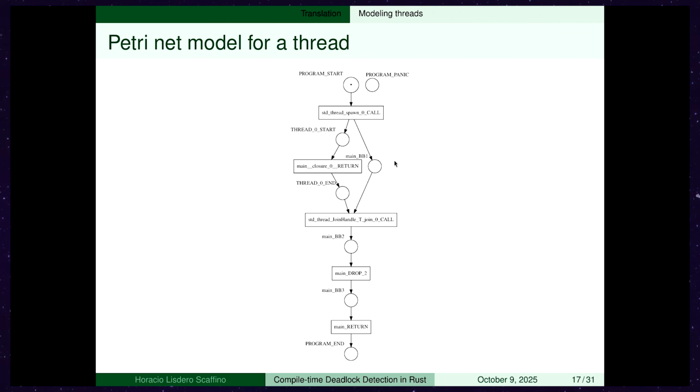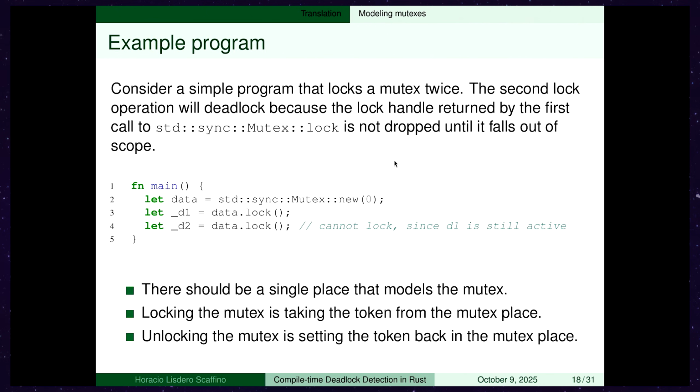So we have here the result of the translation. We have the program start, the token, we put it there, and then we have the call to spawn. All the functions from the standard library are just modeled as a single transition. The new thread goes to the left, and the main thread just continues on the right. And when the two threads reach this point, the token is here and the other token is here, then we can fire the join and the program finishes. In this case, there is no panic, so the program panic is not connected.